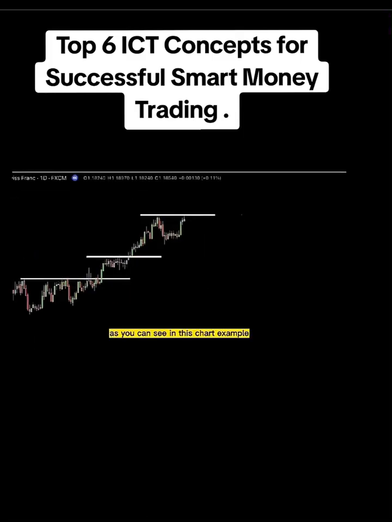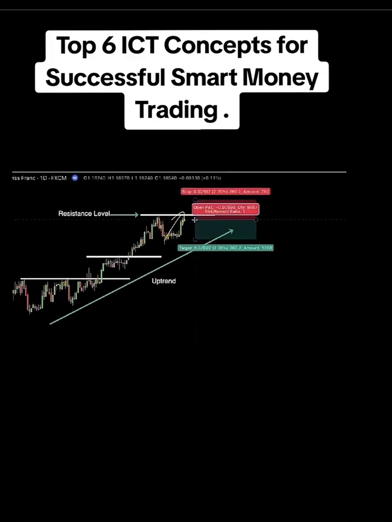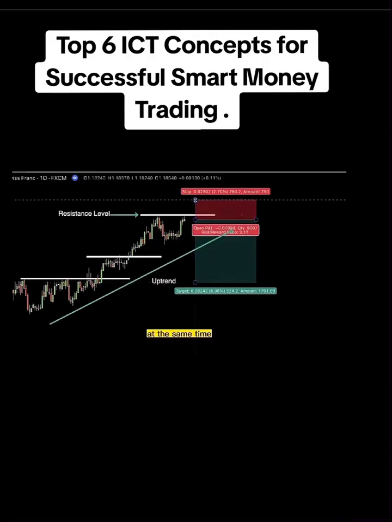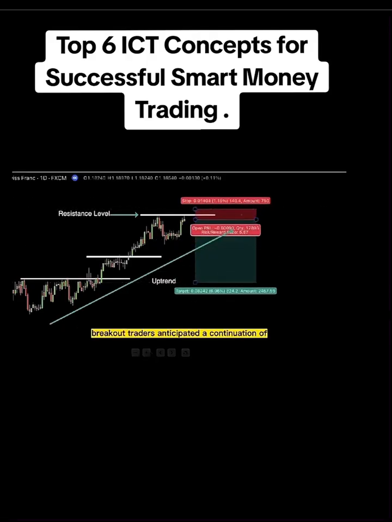As you can see in this chart example, the market was in an uptrend, with buyers in control. When the market approached this resistance level, many traders expected a reversal. They entered short positions and placed their stop losses just above the resistance. At the same time, breakout traders anticipated a continuation of the upward movement, placing their buy entries above the resistance and stop losses below the level.